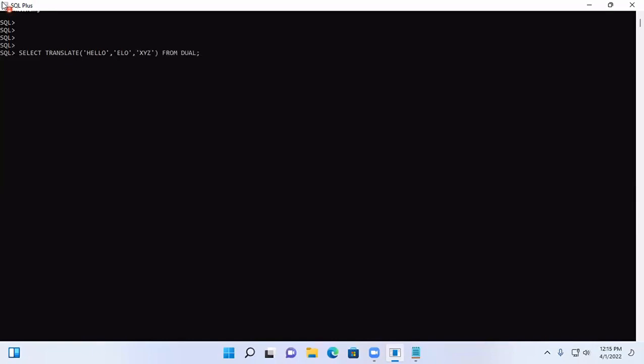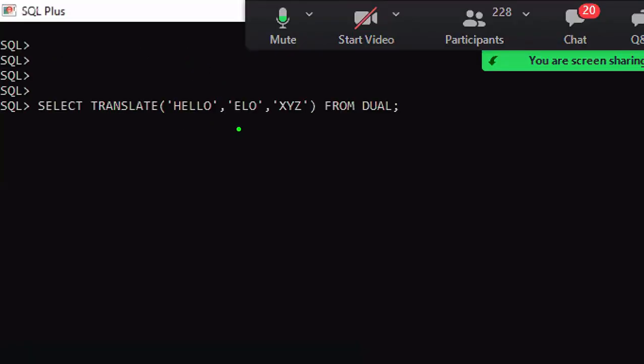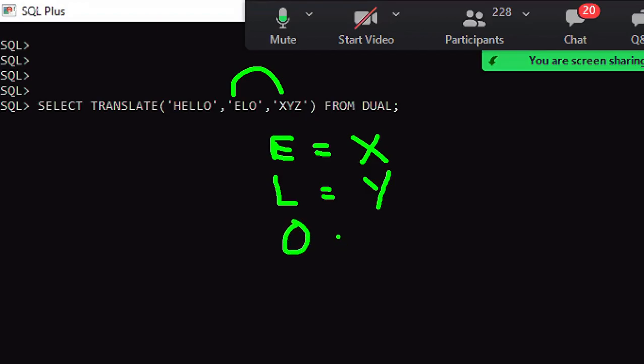So that means what happened, carefully observe. In this case, in place of E, what was substituted? X will be substituted. So wherever E is there, in place of E, X will be substituted. Wherever L is there, in place of L, Y will be substituted. And wherever O is there, in place of O, Z is substituted. So each character by character.